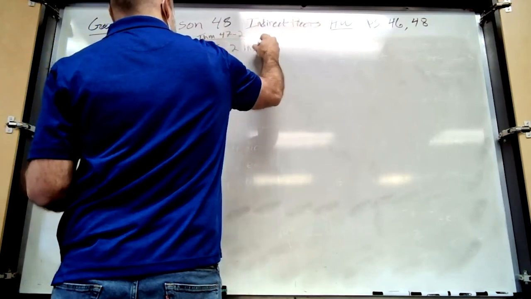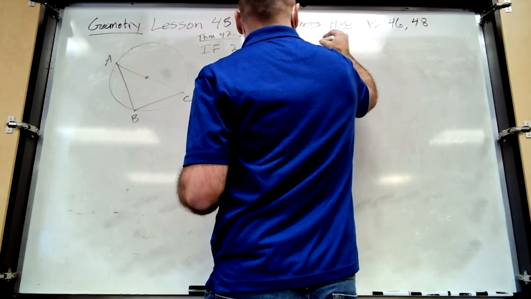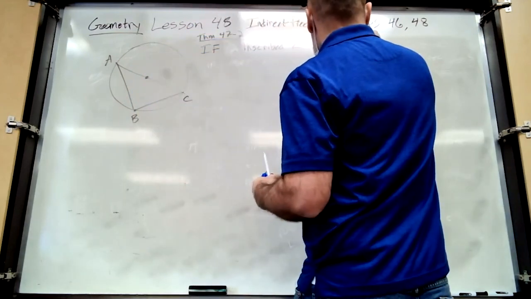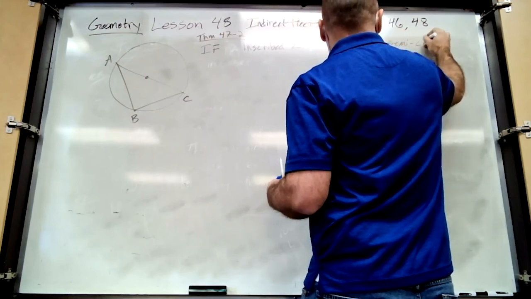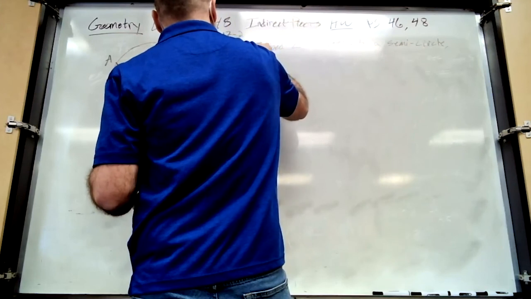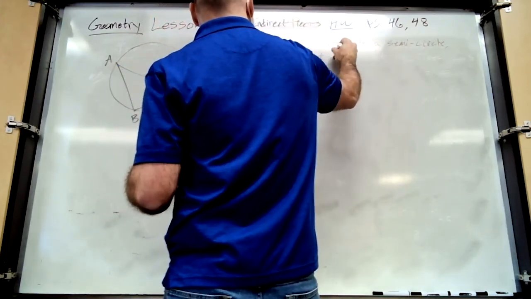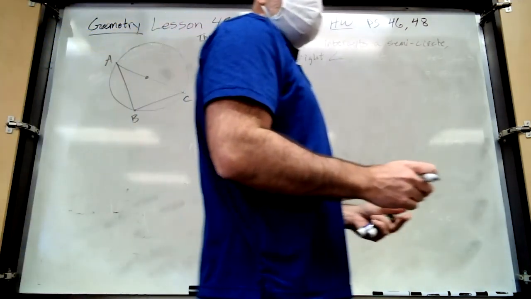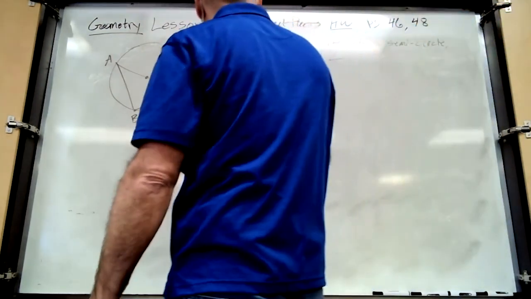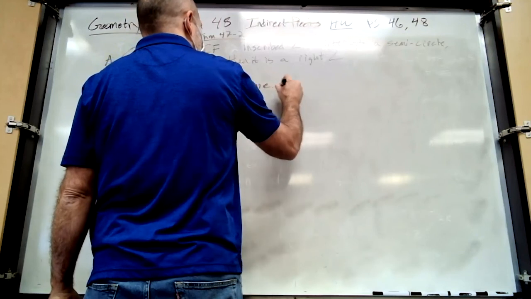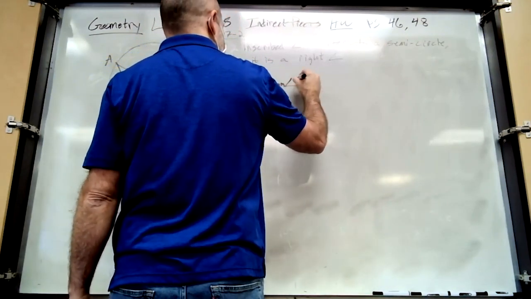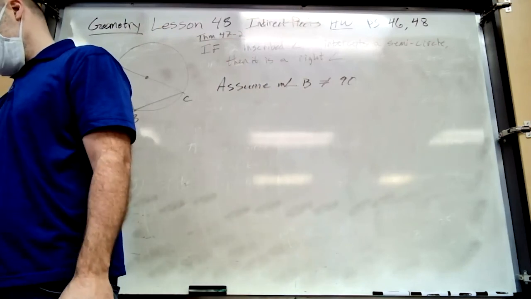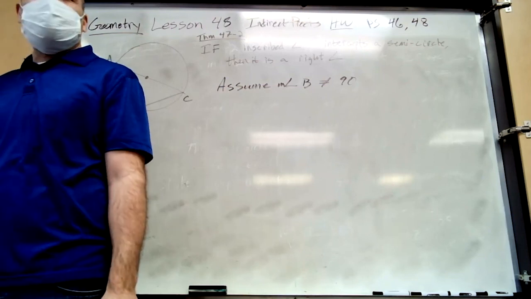If an inscribed angle intercepts a semicircle, then it is a right angle, 90 degrees. Okay, this one will be pretty easy because we can just use 47.1 to contradict that. So we can say, let's assume the measure of angle B does not equal 90. So we're going to assume the measure of angle B does not equal 90.